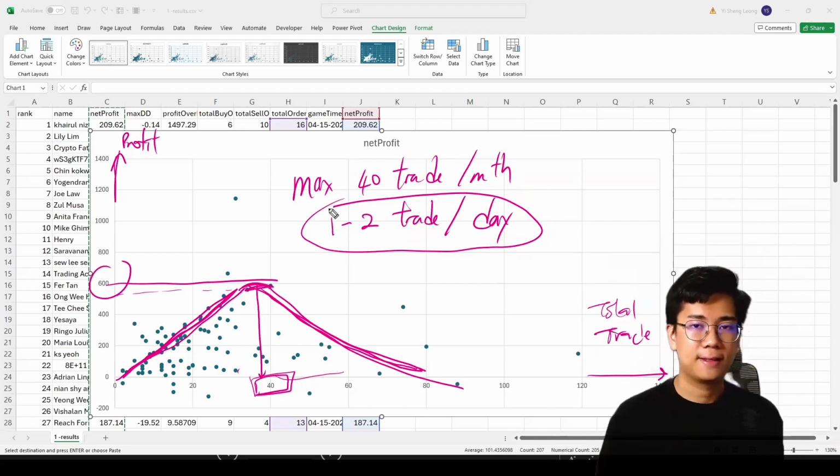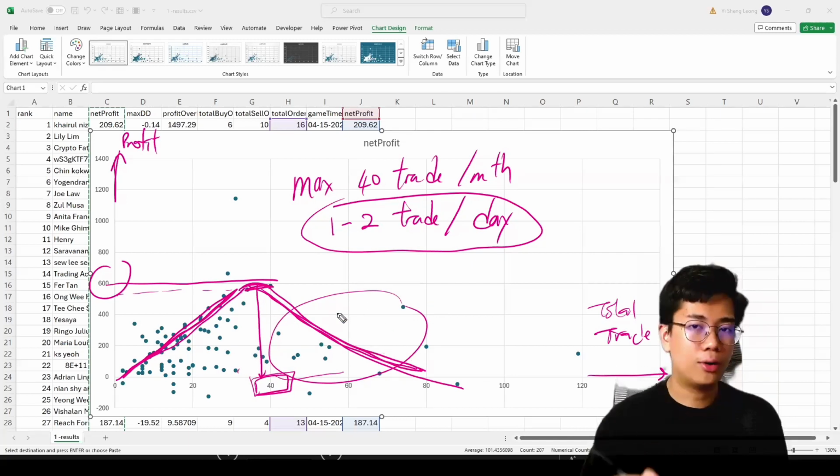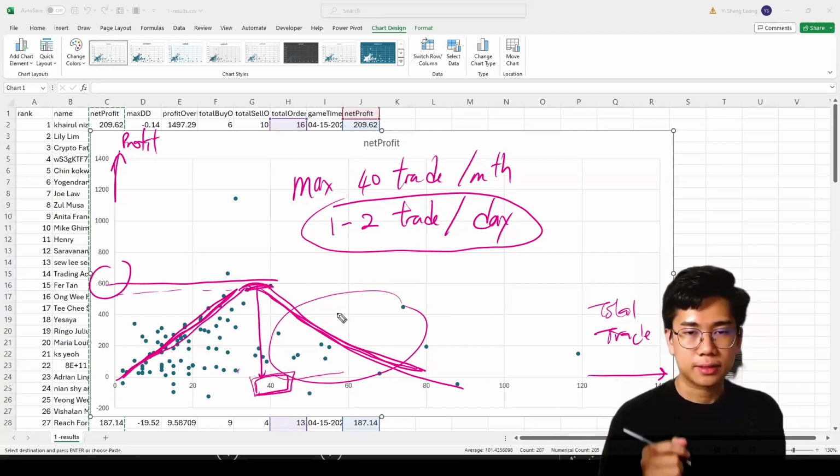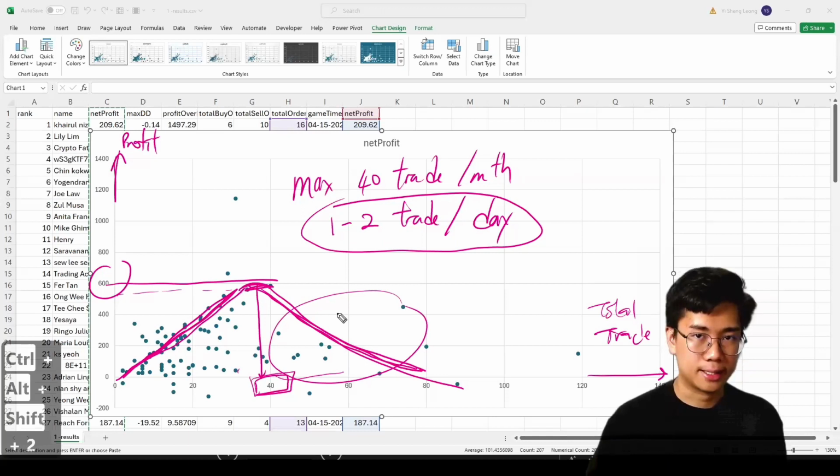Because if you trade more than the limit of 1 or 2 trades per day, or 40 trades per month, what will happen is your profit will start to shrink. You will end up losing more than your profit. Now, here is the answer. It tells where the limit is.